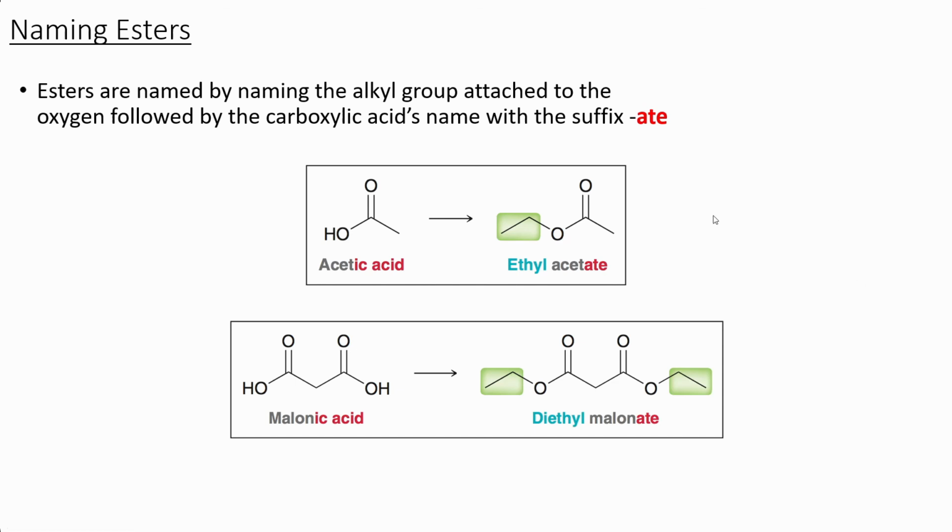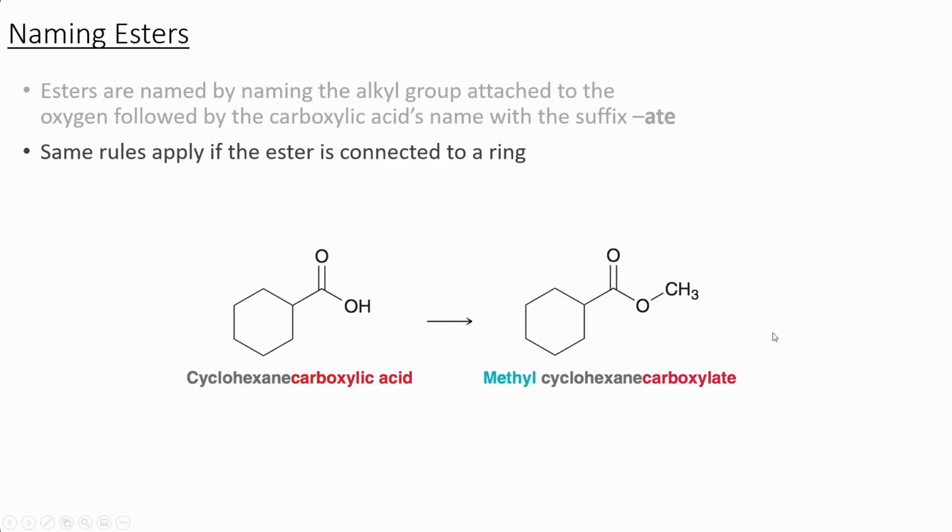Esters are named based on the alkyl group attached to the oxygen followed by the carboxylic acid's name. And we're going to switch the suffix to ate. So instead of acetic acid, we have an ethyl group attached to the oxygen, so it'll be ethyl acetate. And for our diacids that are converted to esters, we would have diethyl, one for each side, and then malonate. We're going to have the same trend when a cyclohexane derivative or ring is connected to the ester, where we start with what's attached to the oxygen. So this will be a methyl ester, a methyl cyclohexane carboxylate.